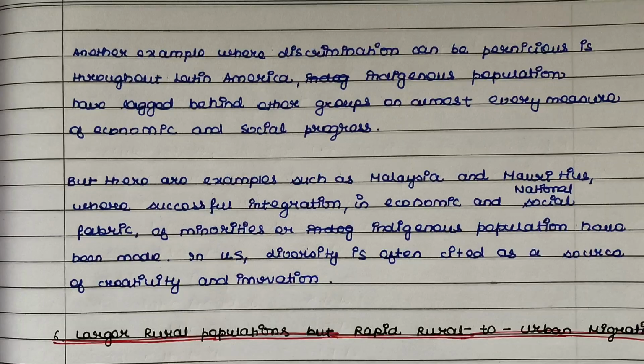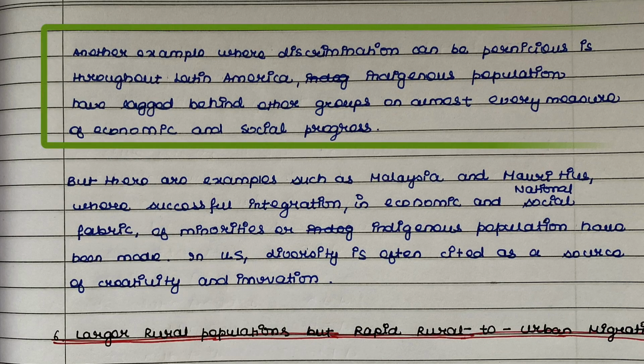And then there is also an example where discrimination can be very, very pernicious. For example, Latin America. You'll find that ethnic minorities there were behind in every kind of social or economic measure, whether it is income, schooling, or health. Ethnic minorities were behind. They had lower schooling, lower income, lower health, right? But I've also given you the examples of Malaysia and Mauritius, in which although there were minorities, they were integrated very successfully. Then there is the example of the US, where diversity is taken up as a source of creativity and innovation, right?